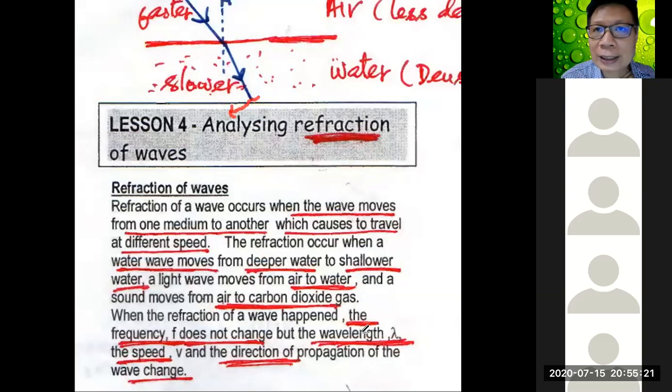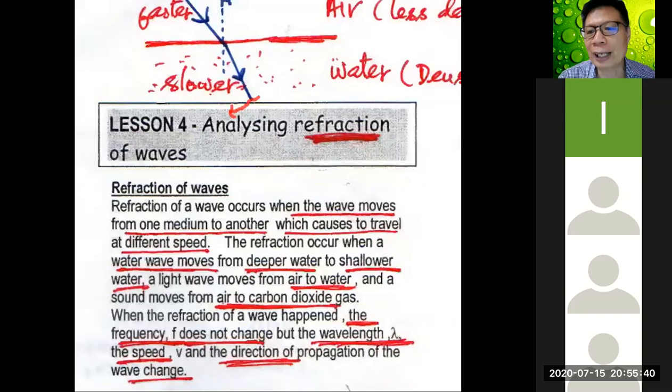In what condition can the sound wave refract? Lim Yu Xuan, can you come out? Can you tell me when the sound wave will refract? Look at the answer on the screen. Sound, not water. Sound.